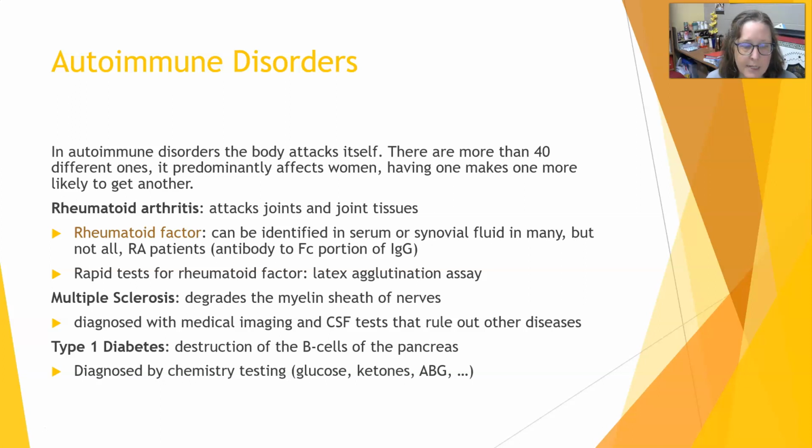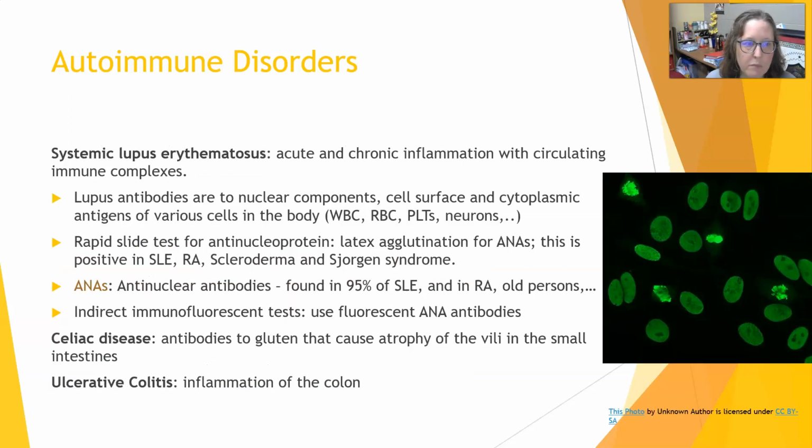In type 1 diabetes, you have the destruction of the beta cells of the pancreas, and it is diagnosed by chemistry testing. So you would see high glucose levels, ketones would be present, you will do an ABG and see metabolic acidosis. And so those are type 1 diabetes type of results. You can check for autoantibodies to the beta cells also to diagnose, but usually we use all the chemistry testing to diagnose type 1 diabetes.